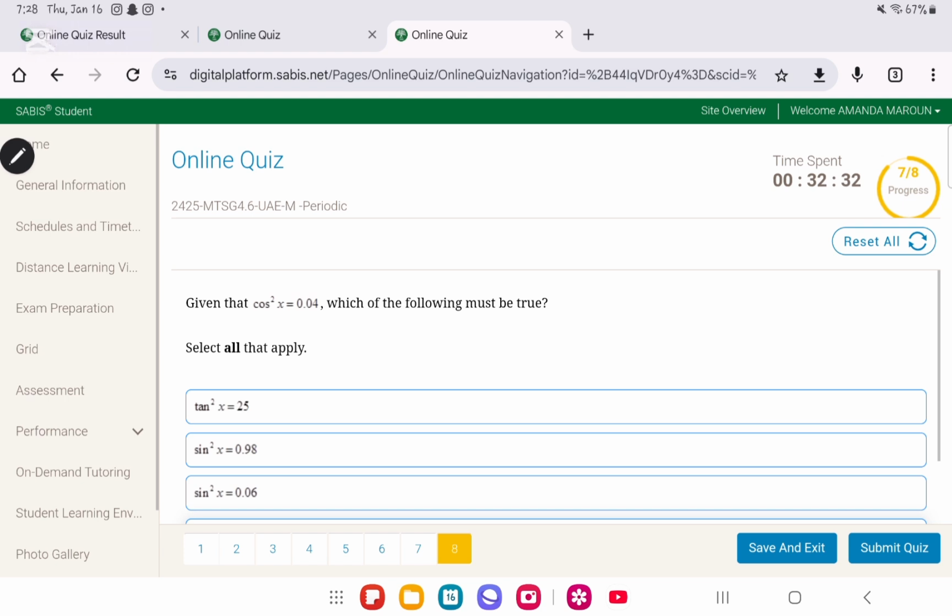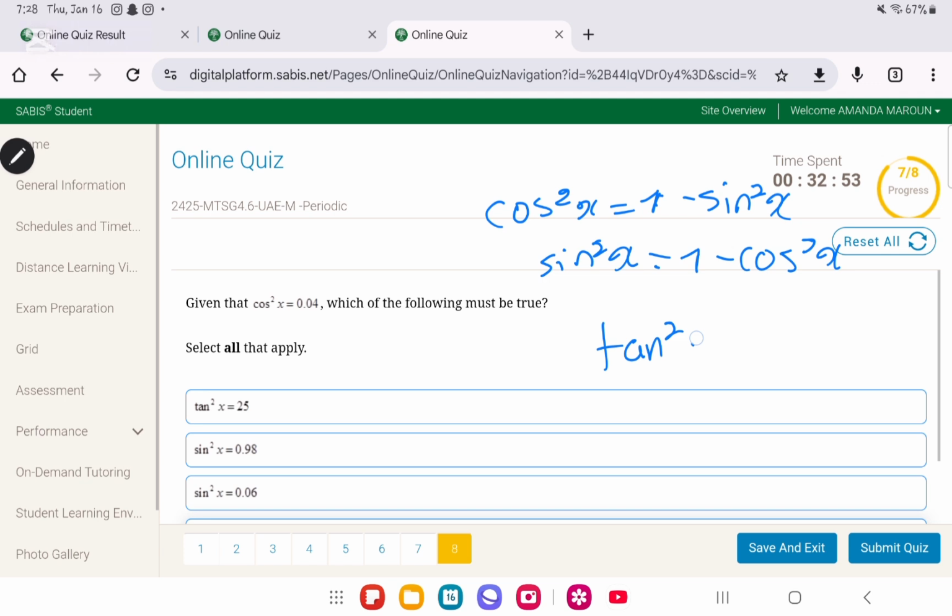Okay, now here this is very interesting. Given that cosine squared x is equal to 0.04, which of the following must be true? We know that cosine squared x is equal to 1 minus sine squared x, and sine squared x is equal to 1 minus cosine squared x. And tangent squared x is equal to what? It is equal to sine squared x over cosine squared x. Okay, so here we have cosine squared x. They need us to find sine squared x and tangent squared x.